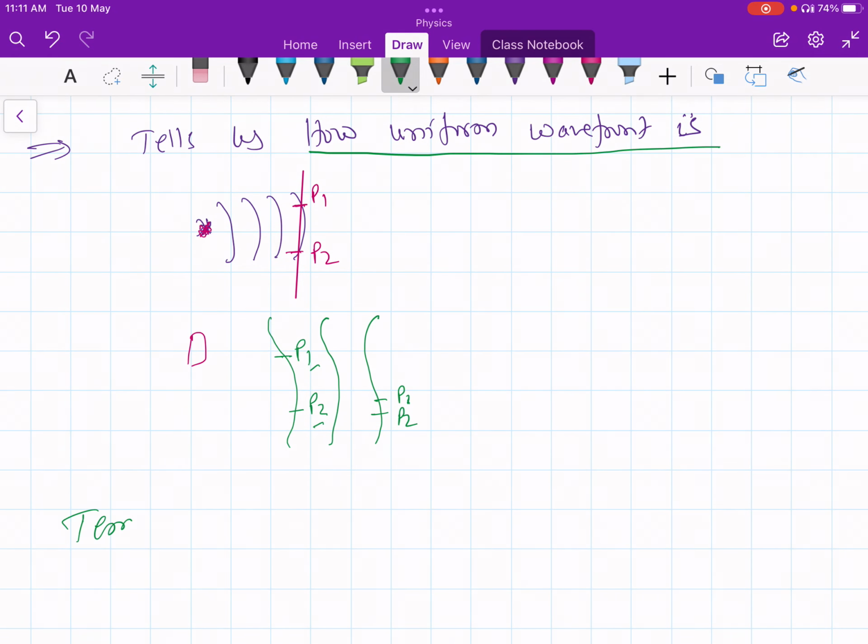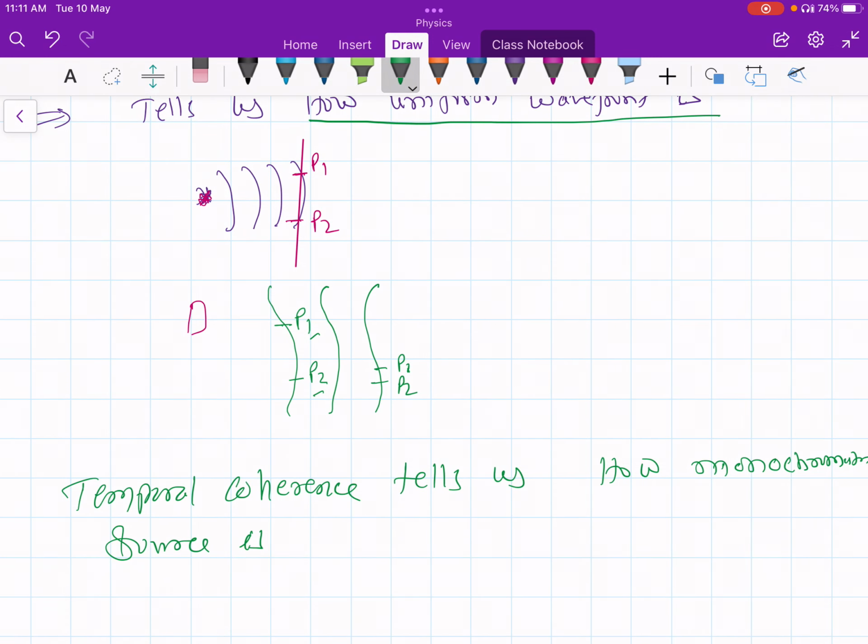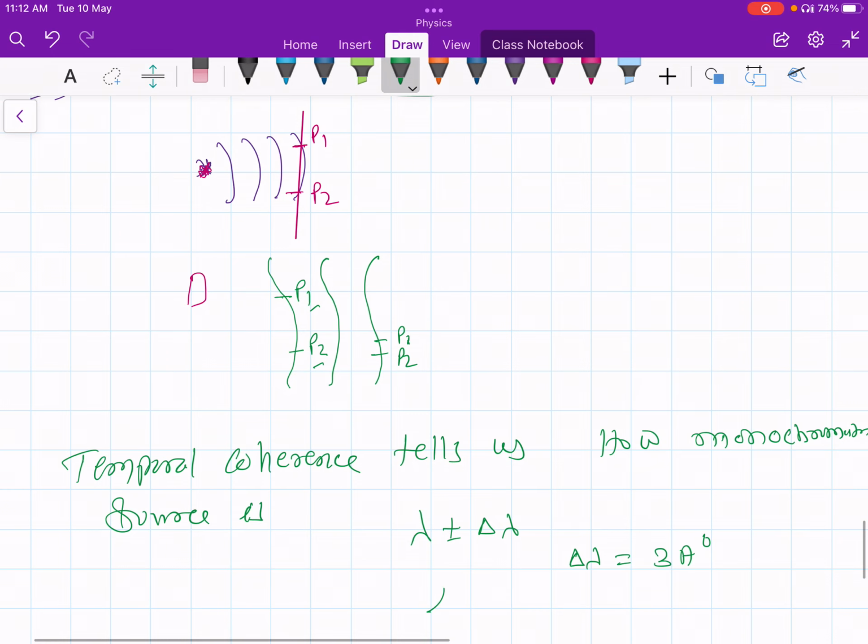While temporal coherence tells us how monochromatic the source is. Even if the source is monochromatic, it doesn't have a single wavelength. It always has wavelength lambda plus or minus delta lambda, and this delta lambda can be up to 3 angstroms. So the wavelength is not a single wavelength. It has some line width. That is why the line width is around 3 angstroms.